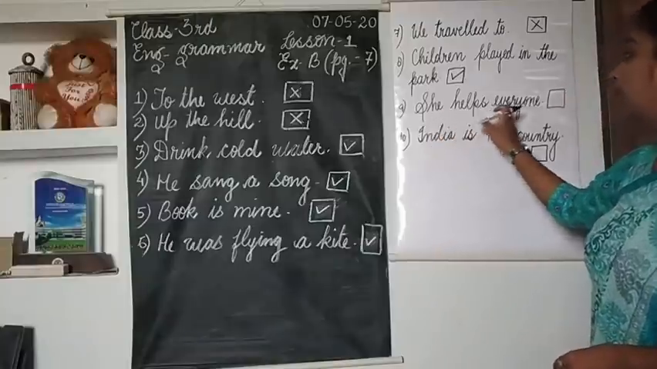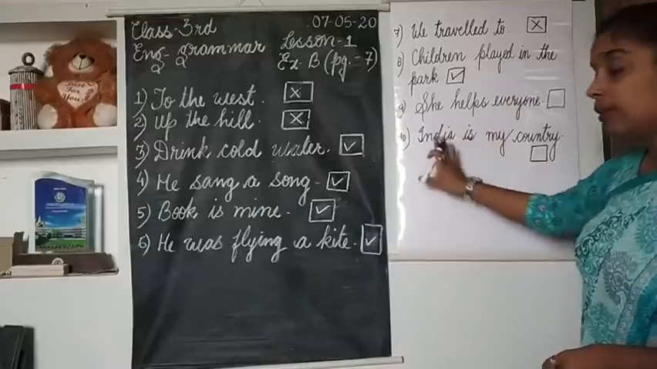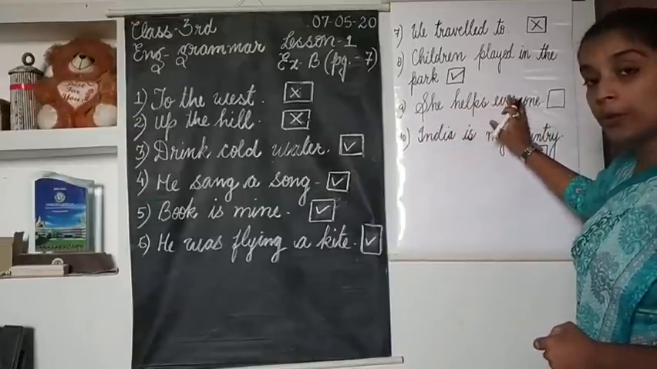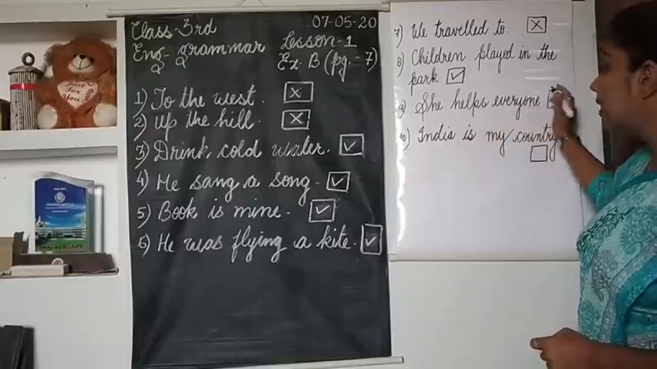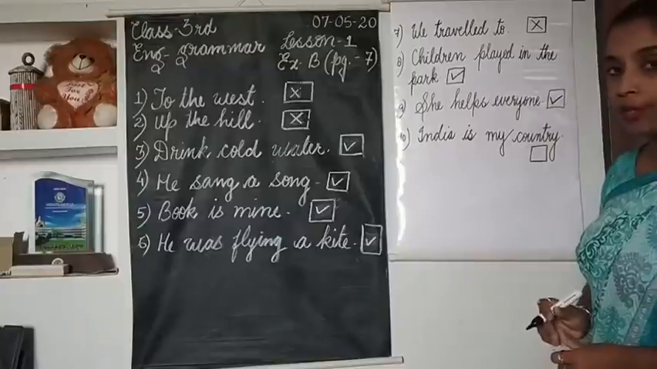Now, she helps everyone. She is the subject. Helps everyone is the predicate. Words are arranged in a group, arranged properly. Okay, and so it's a sentence. It gives some meaning. You can put a tick in front of it.